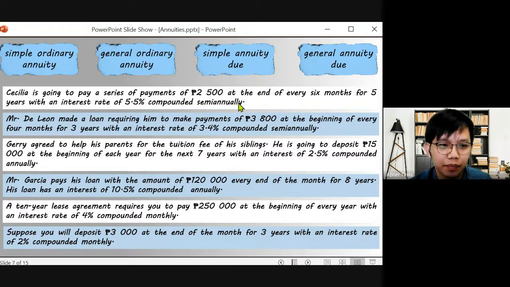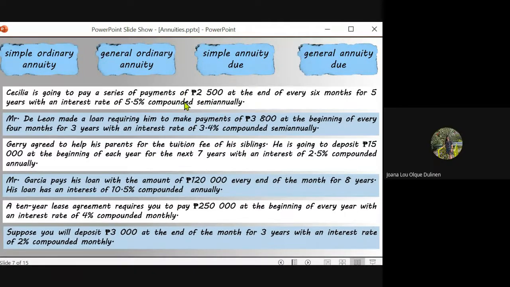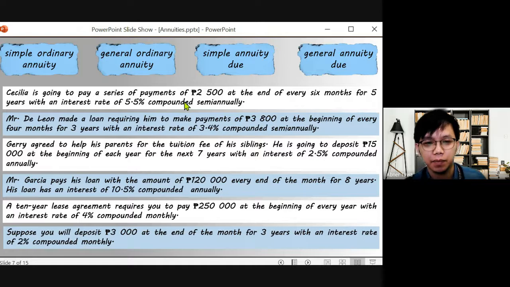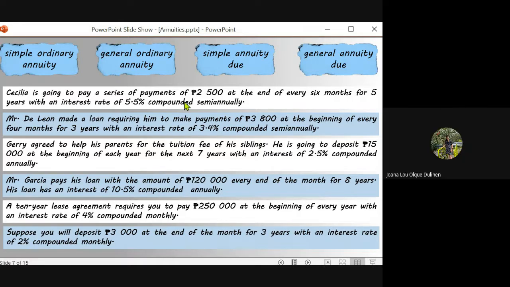Sige, Joanna. Pakibasa muna tapos pakisabi yung sagot. Cecilia is going to pay a series of payments of 2,500 at the end of every 6 months for 5 years with an interest rate of 5.5% compounded semi-annually. Simple ordinary annuity, sir. Okay, bakit? Because sir, magbabayad siya every end of 6 months. Tapos, it is compounded semi-annually.